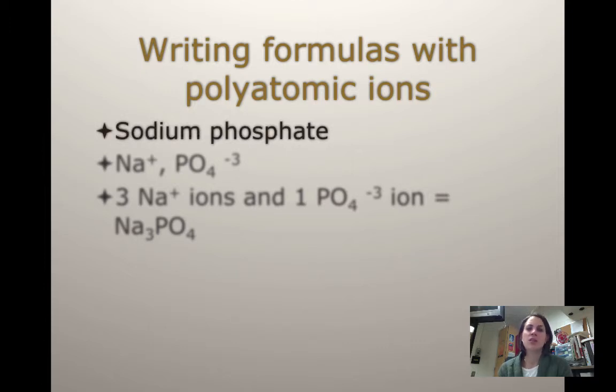I'm going to do another example like sodium phosphate. Sodium is a +1 charge. Phosphate, I have to look up on my table. Phosphate is a -3 charge, and its formula is PO4. In order to make this balance out to 0, I need 3 sodium ions, each with a +1 charge, and 1 phosphate ion with a -3 charge, and so my formula becomes Na3PO4. I do not need parentheses around the PO4 because there's only one of that group, but I do need the subscript of 3 next to sodium.